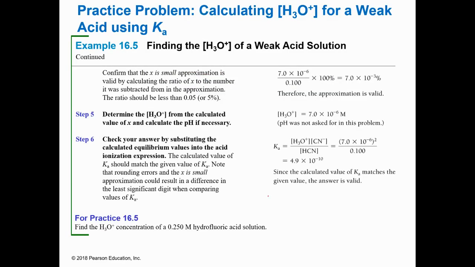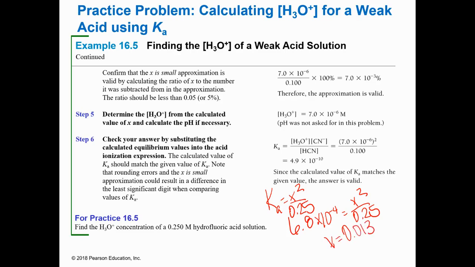Okay, so I've got Ka is equal to x squared over 0.25. These, again, are the easiest ones, and then our Ka, 6.8 times 10 to the negative 4, is equal to x squared over 0.25. So now all we do is solve for x. I get that x is 0.013 molar, and that is our H3O+ concentration.